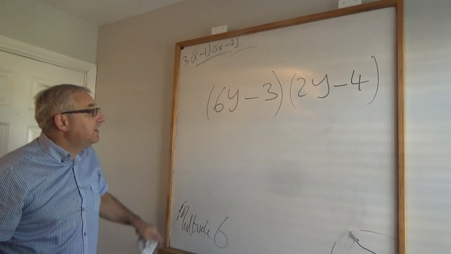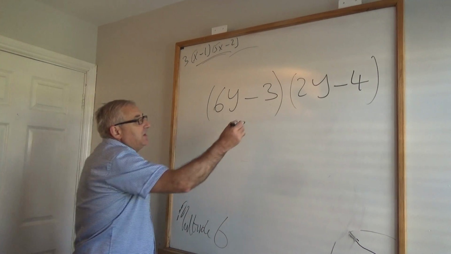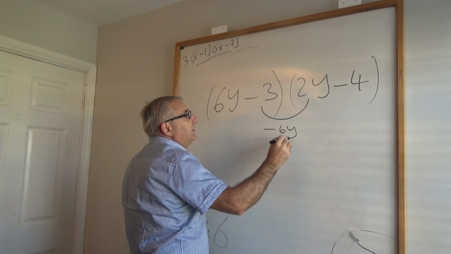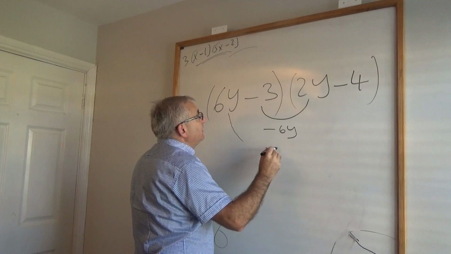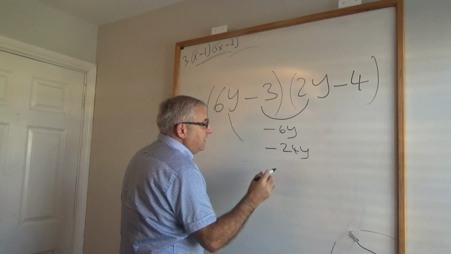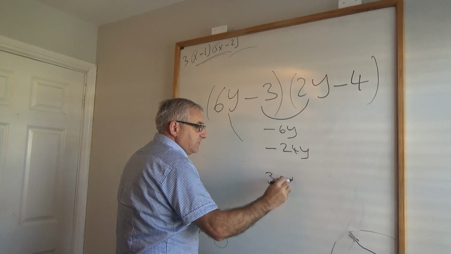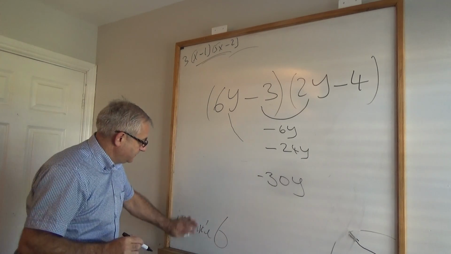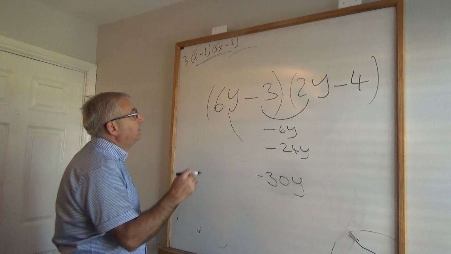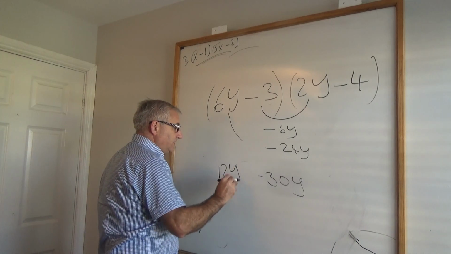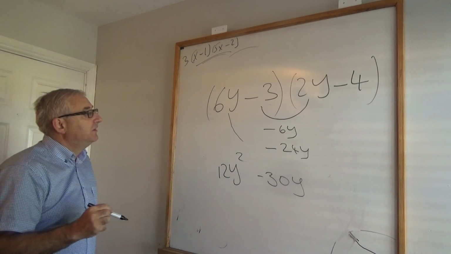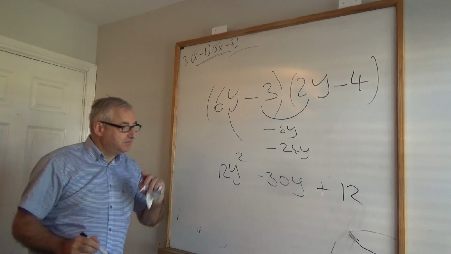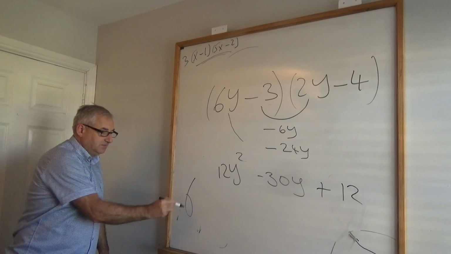Off screen. Anyway. Okay, so looking for my inner rainbow minus 6y, outer rainbow minus 24y, linear term minus 30y. 12y squared plus 12. See what I mean? Everything is a multiple of 6, as expected.